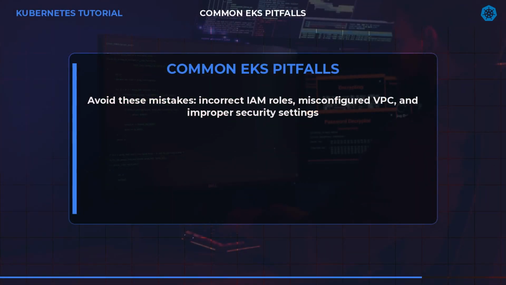Alright, now that you've created your EKS cluster, let's steer clear of some common pitfalls. First, ensure your IAM roles have the necessary permissions. Failing to set them correctly can lead to access issues. Next, double-check your VPC configuration. Incorrect subnets or security groups can disrupt network communication. Lastly, always prioritize security by implementing least privilege access and regularly reviewing your configurations. Adopting these practices will help you maintain a smooth and secure EKS environment.